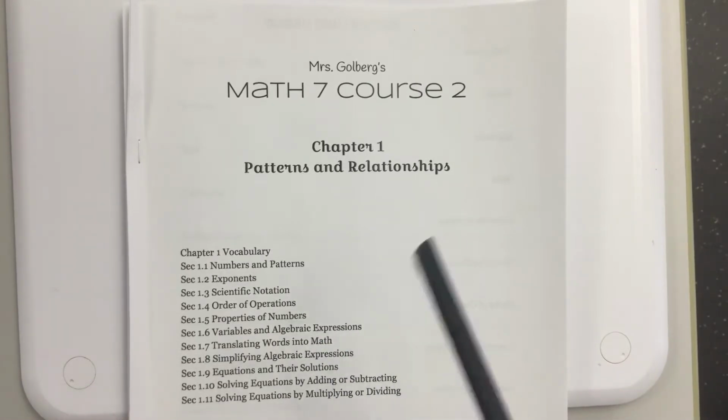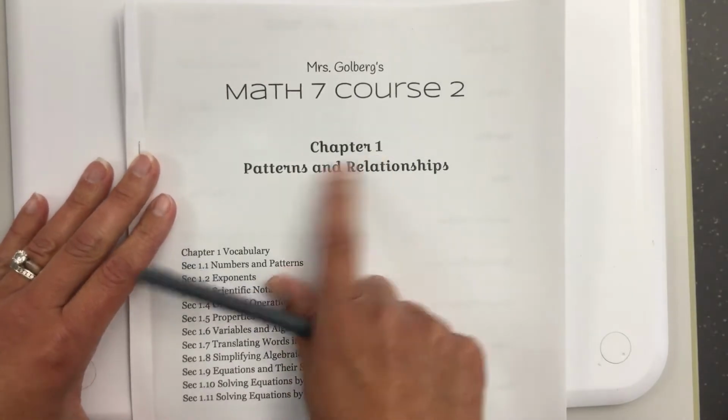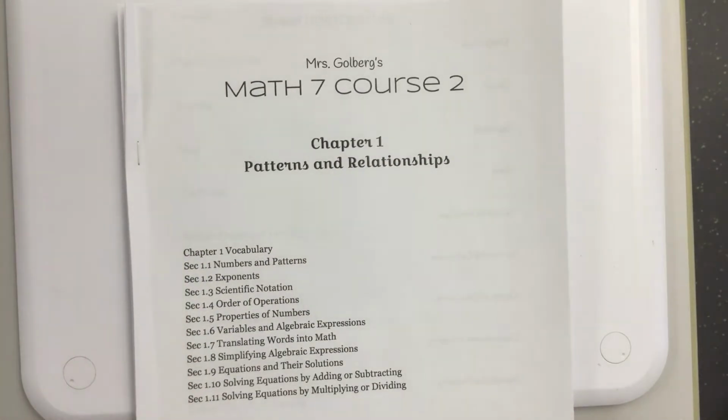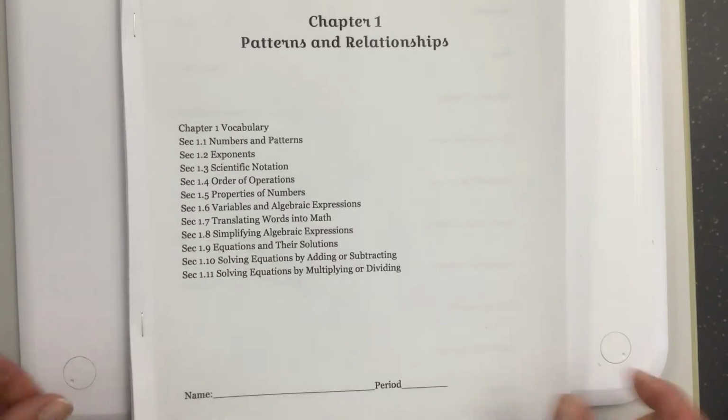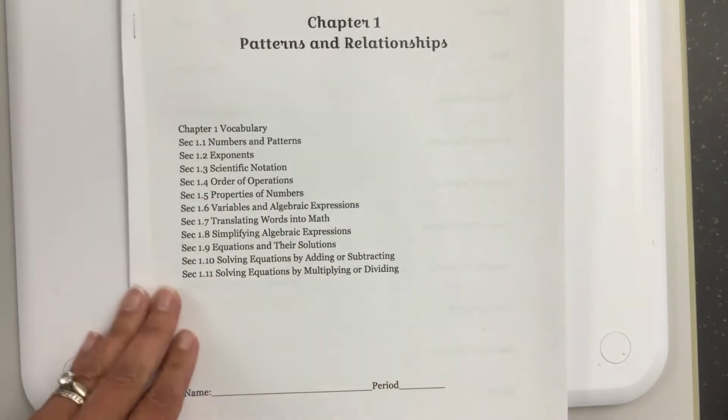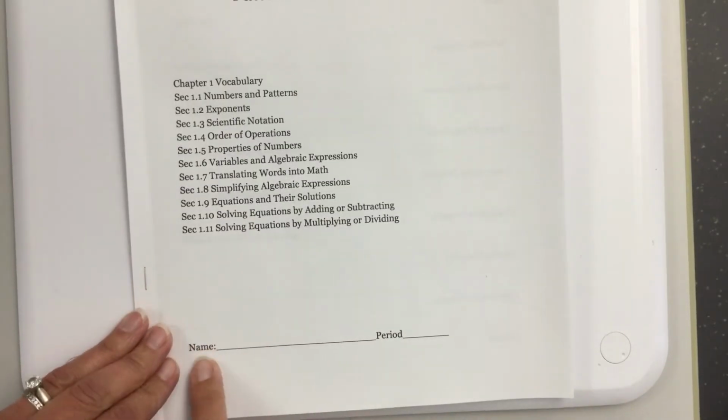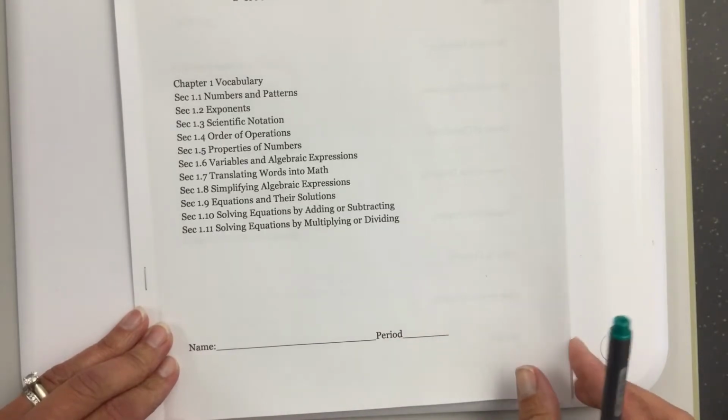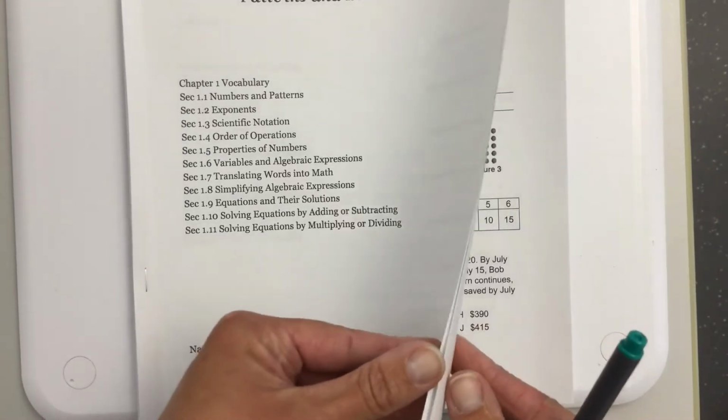First, we are starting with chapter 1, Patterns and Relationships, in your Course 2 book. Just a real simple table of contents, it's just the order of how everything goes. Please put your name and period on there so if you lose this, we can find it.